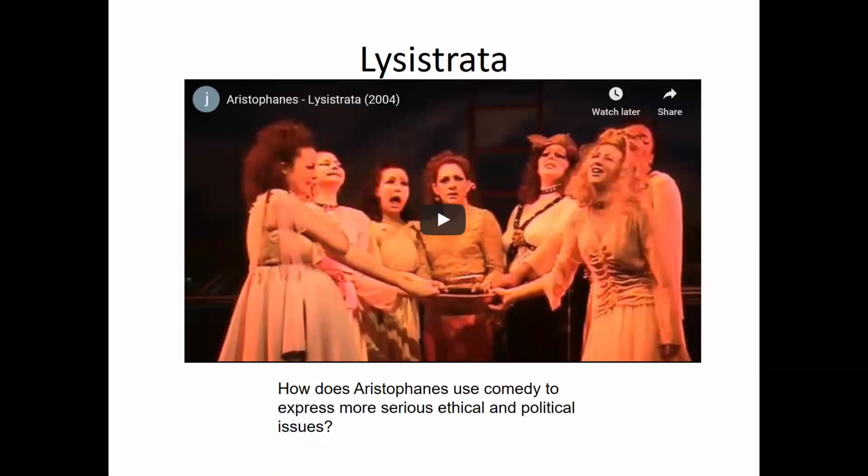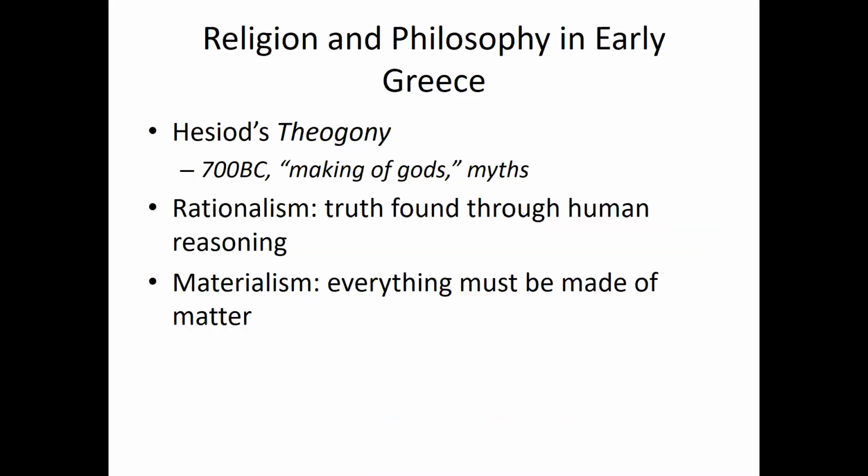Lysistrata describes what happens when women band together to coerce their husbands to stop fighting a war. It would be rated R by today's standards. Aristophanes uses comedy to express more serious ethical and political issues of the time.